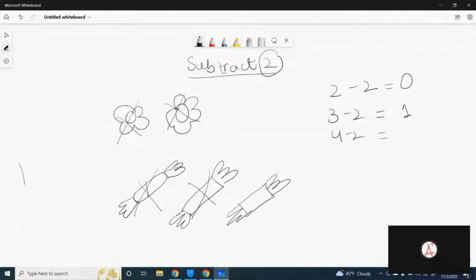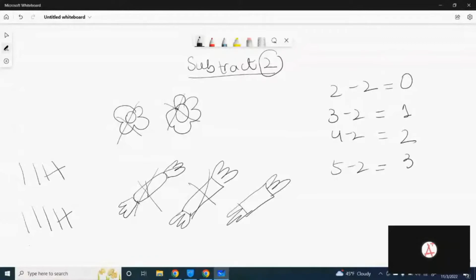Okay, then you have 4 subtract 2. Just make 4 lines, 1, 2, 3, 4. Remove 2 of them. So how many lines are you left with? 2. So 4 subtract 2 is 2. Got it? Then you have 5 subtract 2. So now make 5 lines, 1, 2, 3, 4, 5. Remove 2 of them. And how many lines are you left with? You're left with 1, 2, 3. So 5 subtract 2 is 3.